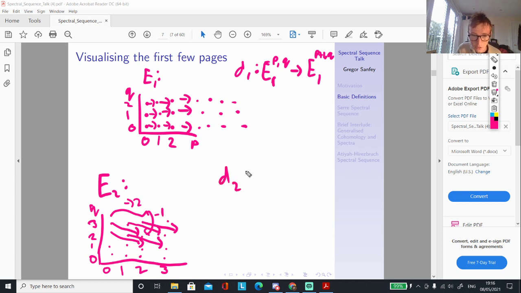Because the D2 is going to go from E_p^q2 to E_{p+2}, so that corresponds to going across by 2. And then it's going to be q minus 1, which corresponds to going down by 1, because, well, again, minus 2 plus 1 is just minus 1.